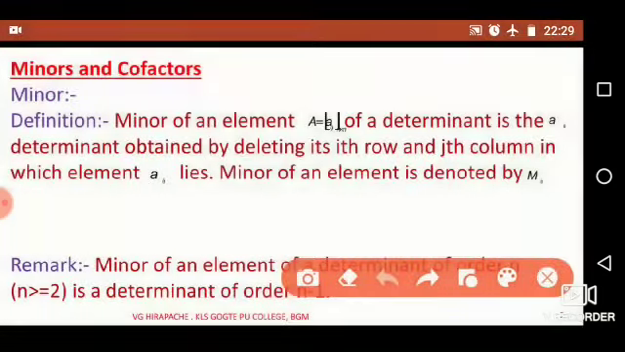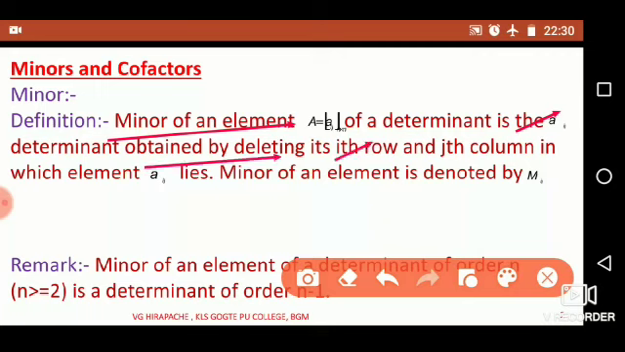Now the definition goes like this: the minor of an element Aij of a matrix A of order n cross n is the determinant obtained by deleting its ith row and jth column, in which the element Aij lies, and the minor of an element is denoted by the notation Mij. Let me define once again the minor of a matrix, or the minor of an element.